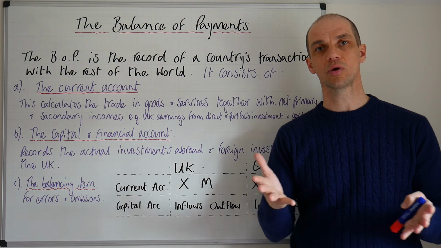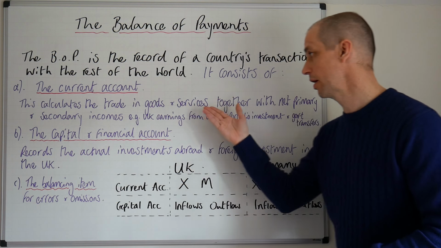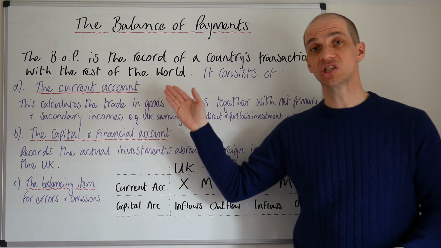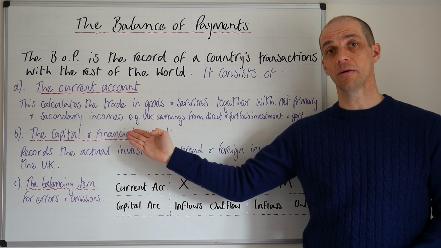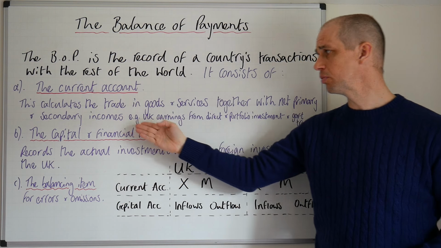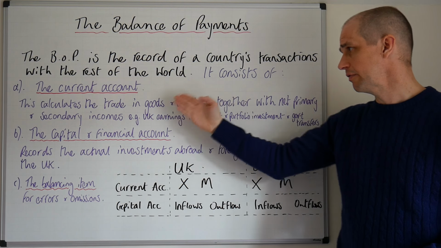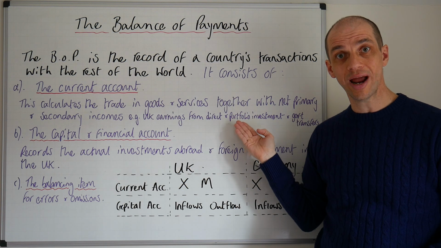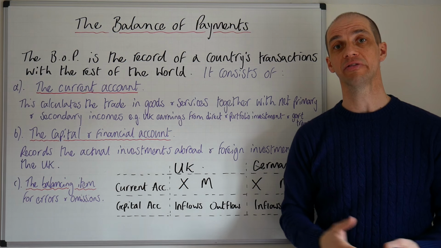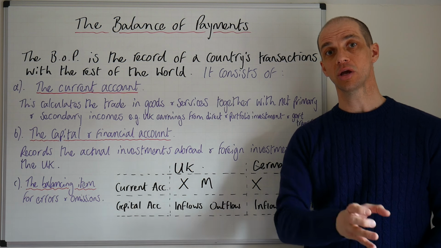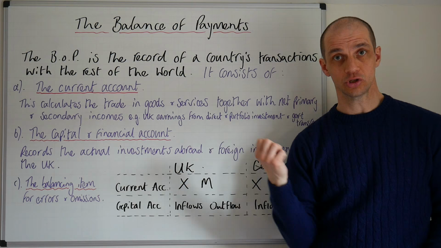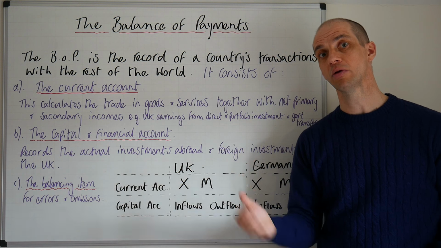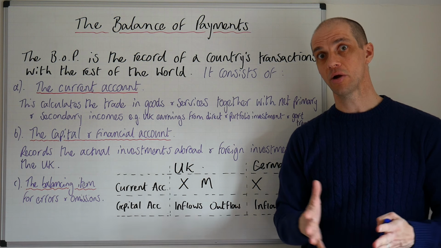So services, a great example there would be tourism as an instance. Okay, together with net primary and secondary investment incomes. So examples of primary investment incomes would be perhaps UK earnings from direct and portfolio investments. So that is if UK companies bought a company abroad, the actual profits that are being repatriated to the UK would be reflected within the current account.